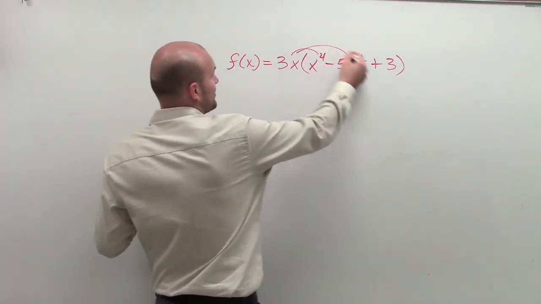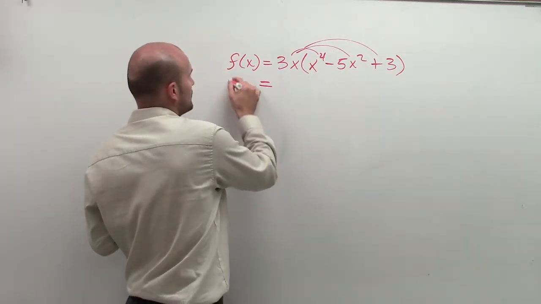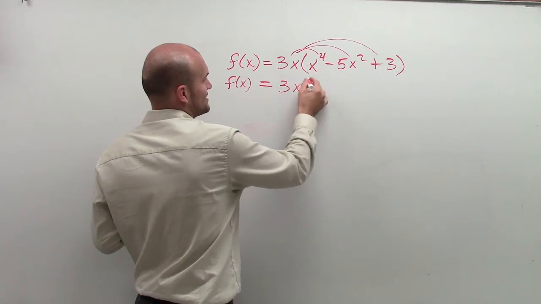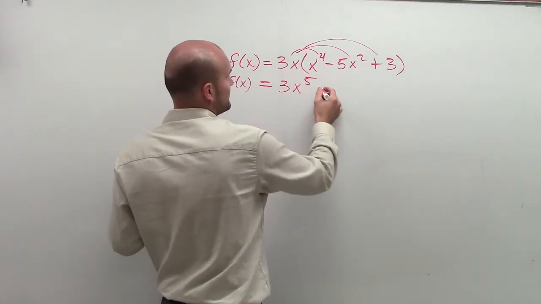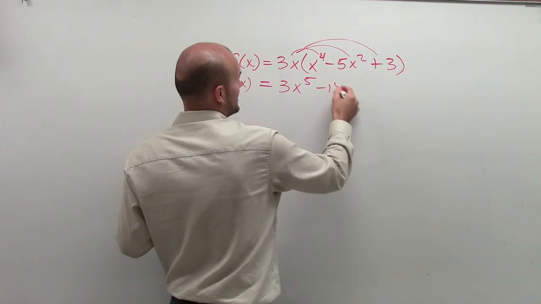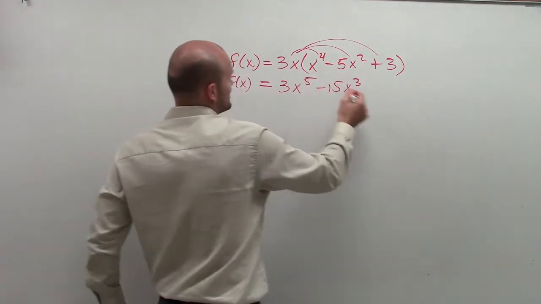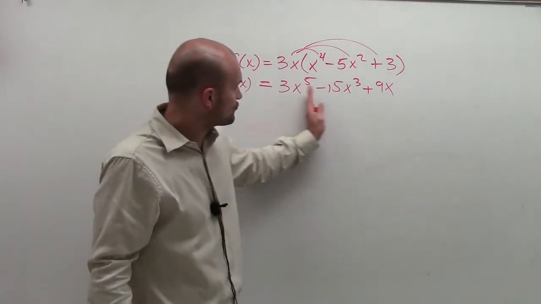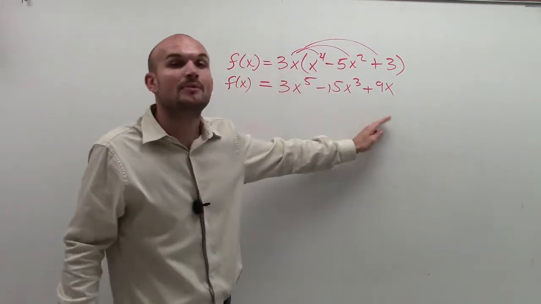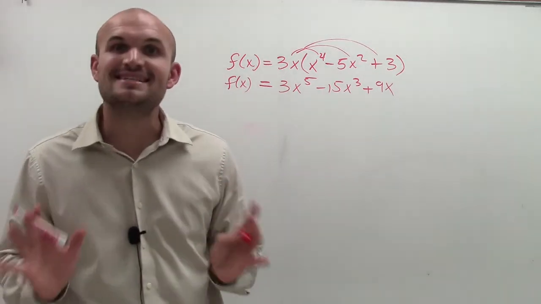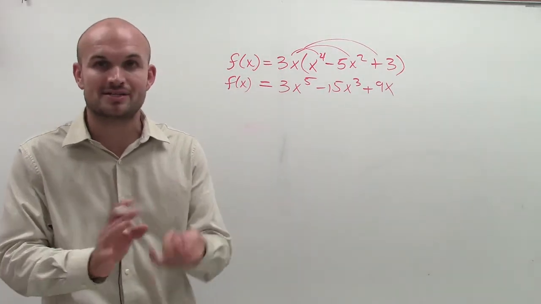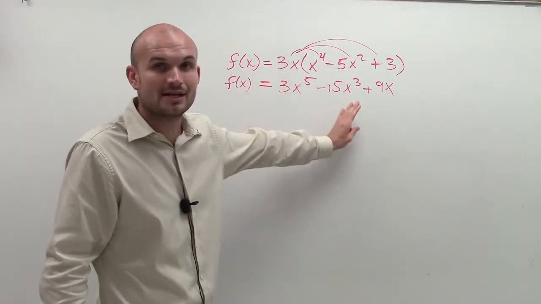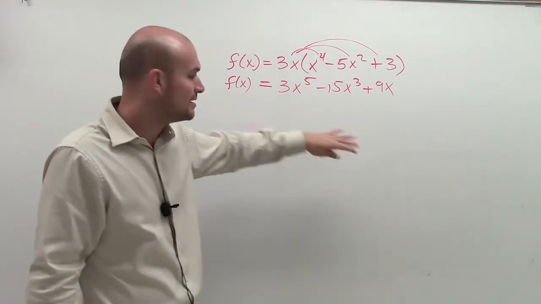So I'm going to apply the distributive property to multiply out this polynomial. 3x times x to the fourth would be 3x to the fifth. 3x times negative 5x squared would be a negative 15x cubed. 3x times 3 is going to be a 9x. So now you can see that I have distributed this 3x, and I have a polynomial in descending order, with no other operations to do and no more like terms to combine.